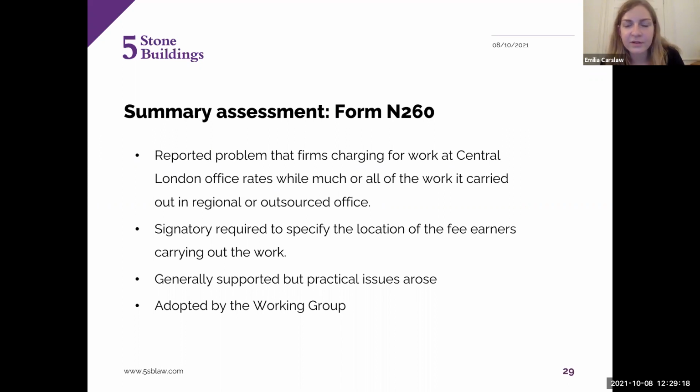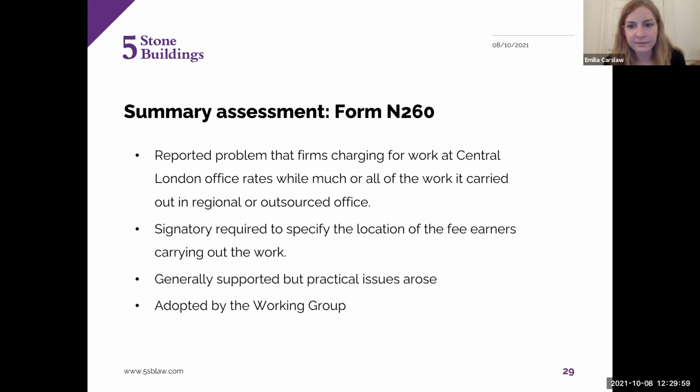It was generally supported by respondents, but there were practical issues in that it's possible for a fee earner to be nominally based in London while undertaking one or more days a week from home. So how is that provided for? People said that firms which have more than one location might transfer things between different offices for various reasons, and that would lead to the certification needing to span all those locations, which might be cumbersome. But generally this has been adopted.